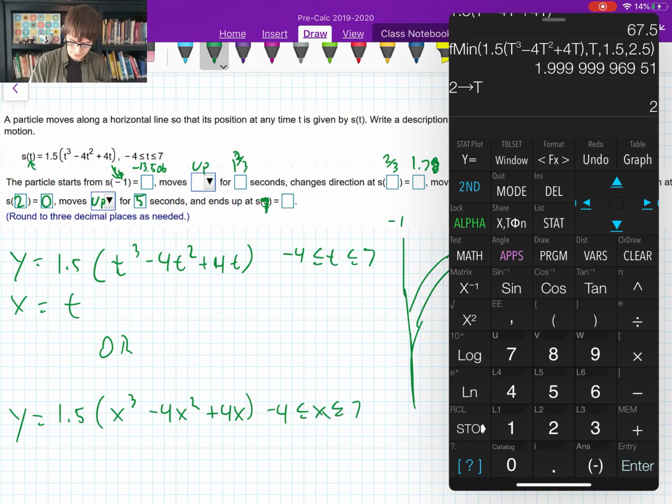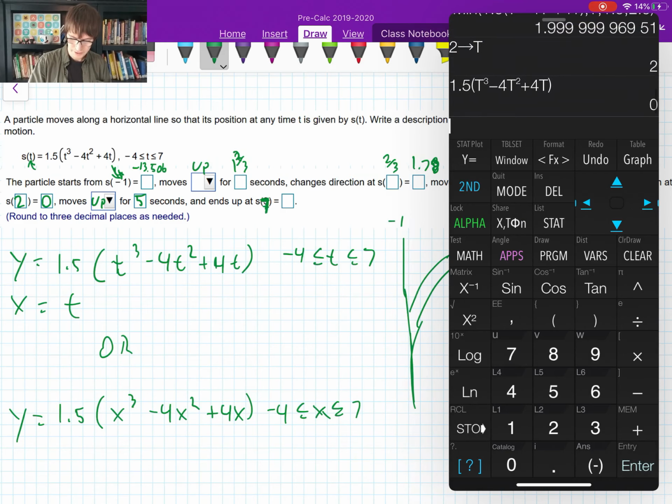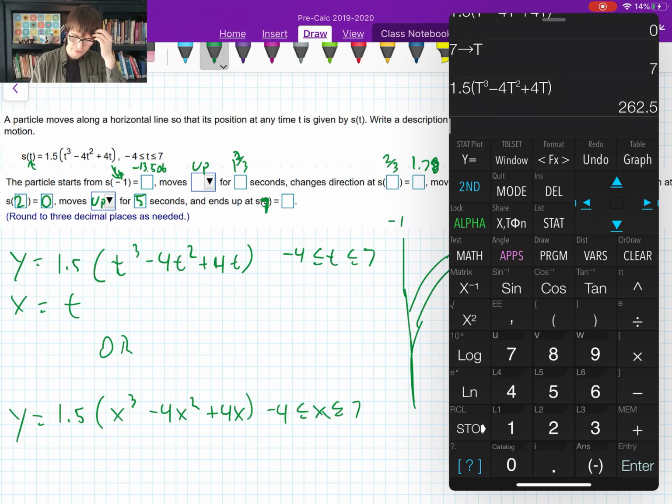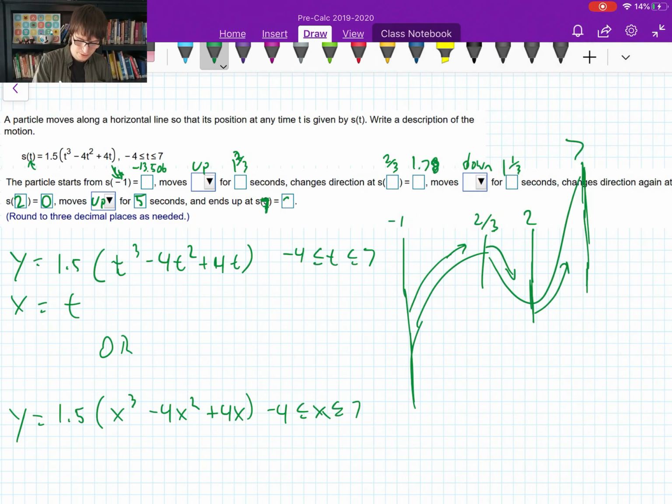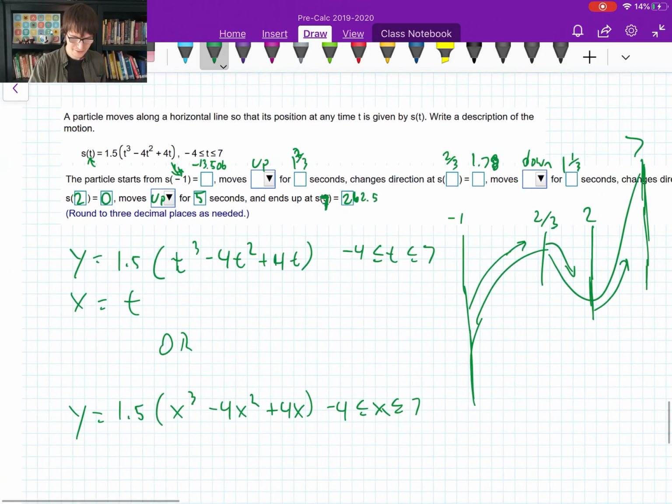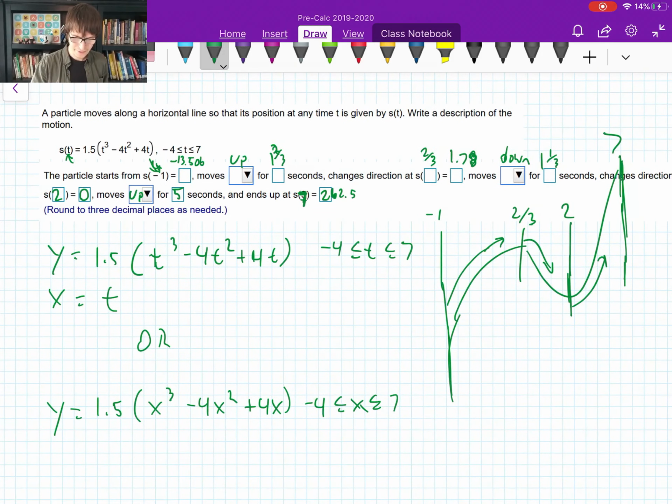So 7 is t, and we'll plug that into the equation again. And that gives us 262.5. All right, I guess that's got to be our answer, 262.5. And that's it. That would be all of our answers. Put those in the boxes and you should be good to go.